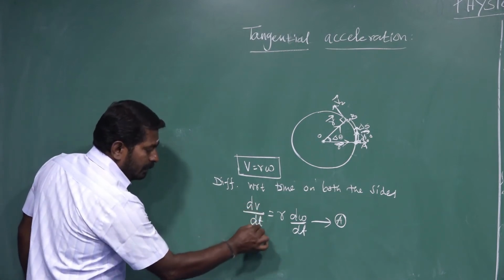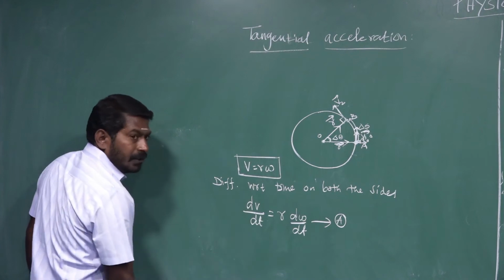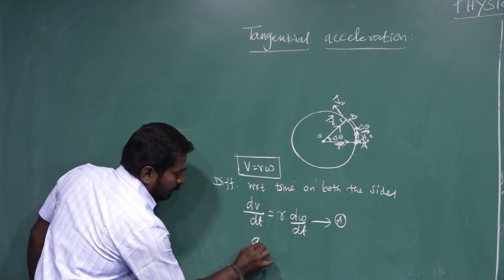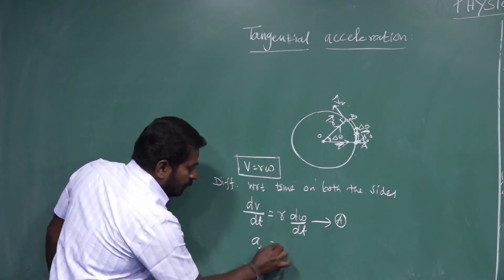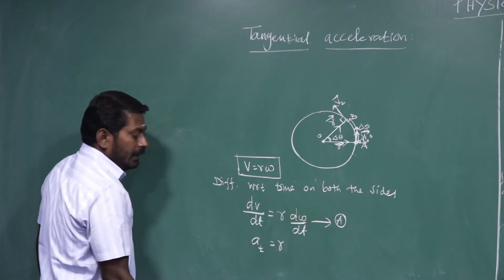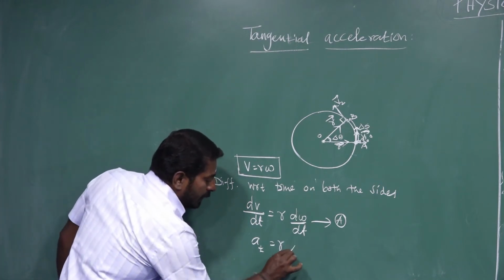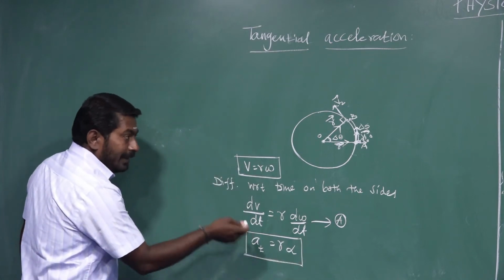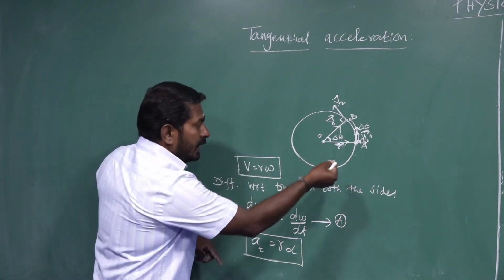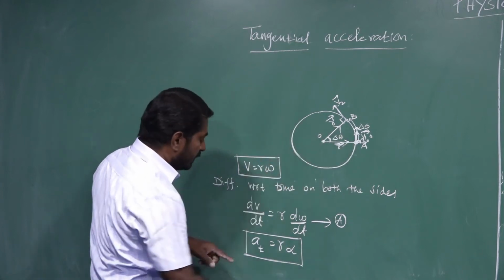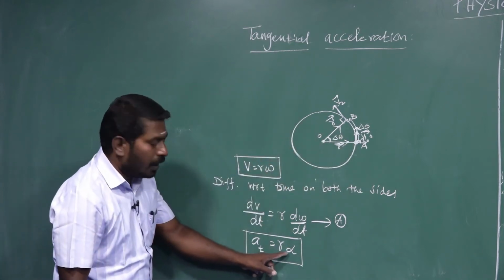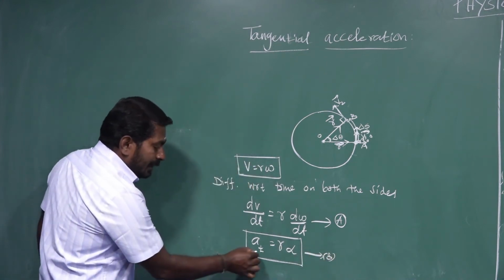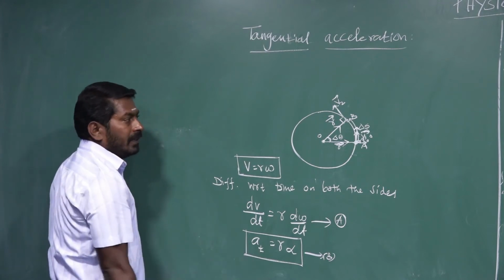We know that dv divided by dt is the tangential acceleration at, which is equal to r times d omega divided by dt, which is angular acceleration alpha. So the tangential acceleration experienced by a point object moving in a circular path on the circumference of the circle is at equal to r alpha, equation number B. Tangential acceleration is also a vector quantity.